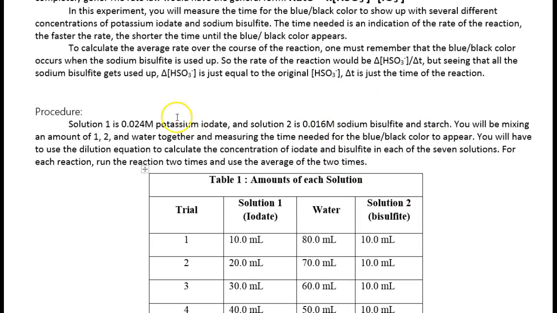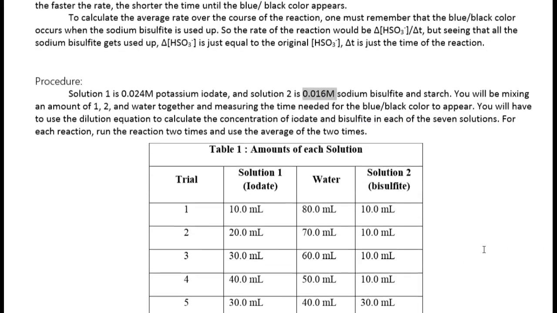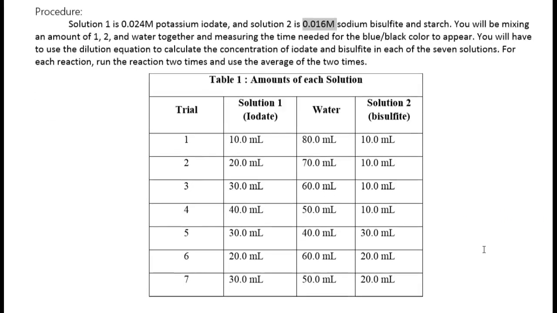Okay, so we're starting with two solutions. Solution 1 is the iodate, IO3 1-, and the bottles that I'll have available in the class have a molarity of 0.024 molar. So that's the starting concentration. And the other solution, the bisulfite, is 0.016 molar bisulfite. And so you can see here, you're going to be doing 7 trials, and the concentrations are not written here. You're going to have to come up with the concentrations yourself, and I'll talk about that in just a second.